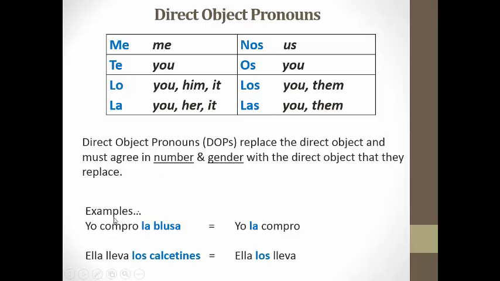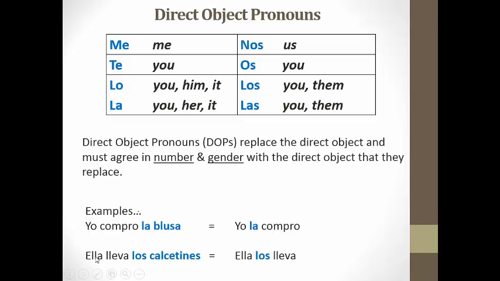Look down here where it says examples. The first one says, I buy the blouse. Okay, so what do I buy? The blouse. Okay, so blouse is my direct object. I could replace that and say, I buy it. So to replace blouse, I look up here in my chart. There's two ways to say it. Lo and la. You can see here that I'm going to choose la because la blusa is feminine. Okay? So to say, I buy it, in Spanish you would say, yo la compro.